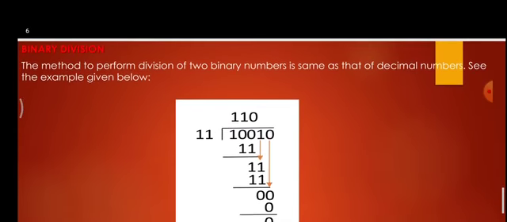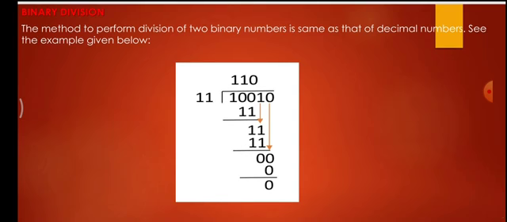Binary division. In the same way, you can perform the binary division. The method to perform division of two binary numbers is the same as that of decimal numbers. See the example given below. As you can see in the example, the binary division is the same as that of decimal numbers.